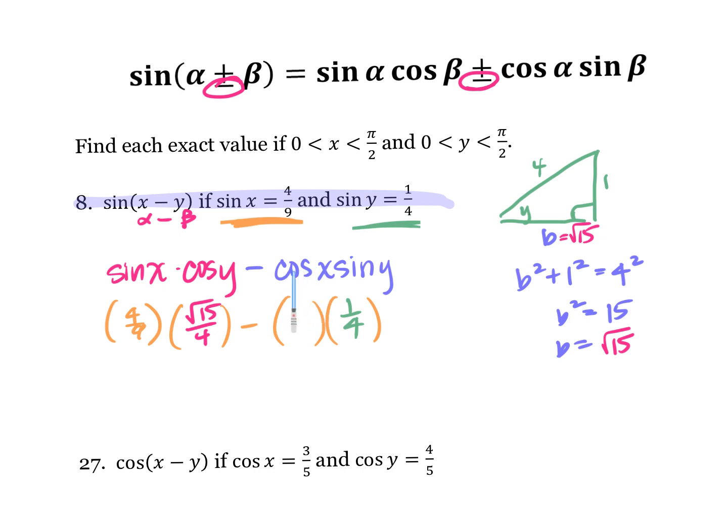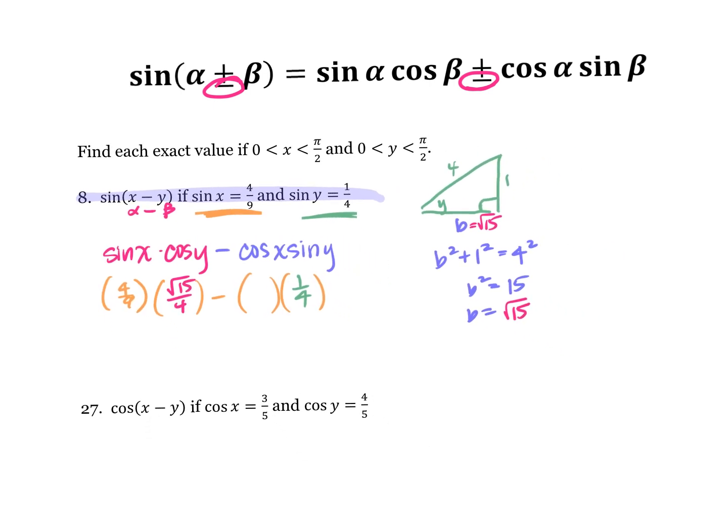Okay, I've got to go find the cosine of x. Go do that same thing. We're going to make another triangle, because it's different angles. X and y give me two different pieces of info. So I'm going to make another triangle with an angle x, since they gave me this info: the sine of x is 4/9, so opposite over hypotenuse of x.